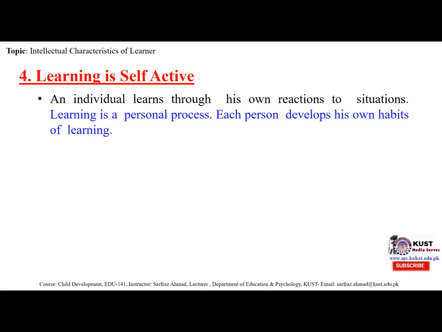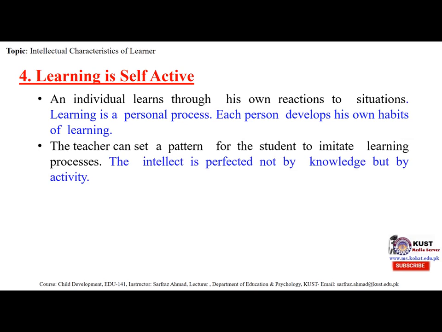Now learning is self-active. How can we define it? An individual learns through his own reactions to situations. Whenever a learner interacts with the environment, then he or she learns how to react in a specific way. So learning is a personal process. Each person develops his own habits of learning because they have to interact with the environment. So that's why they adopt their own ways.